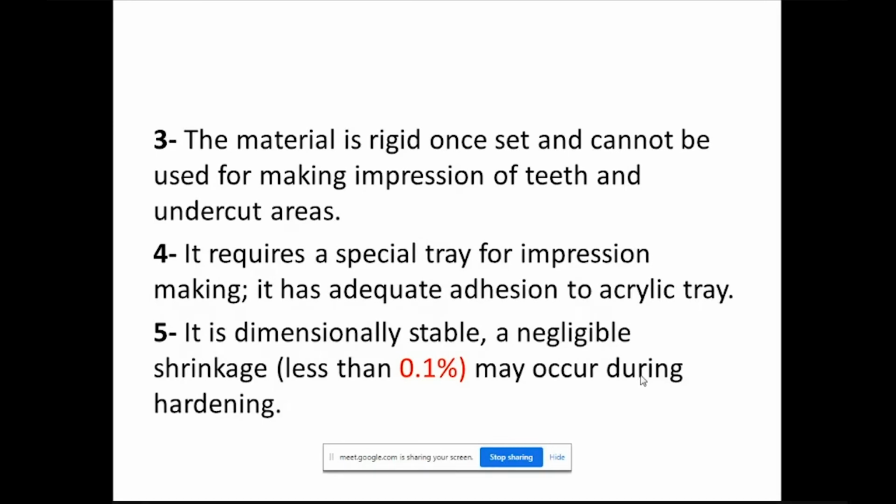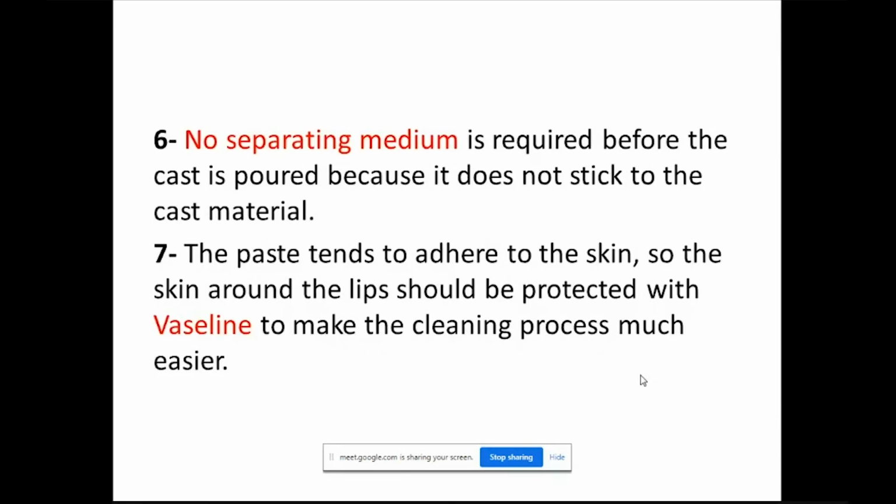It is time consuming. Number 5, it has good dimensional stability, shrinkage less than 0.1 percent. Usually, no separating medium is needed for pouring of the impression. Why? Because it does not stick to the cast, but the material sticks to the tissue.